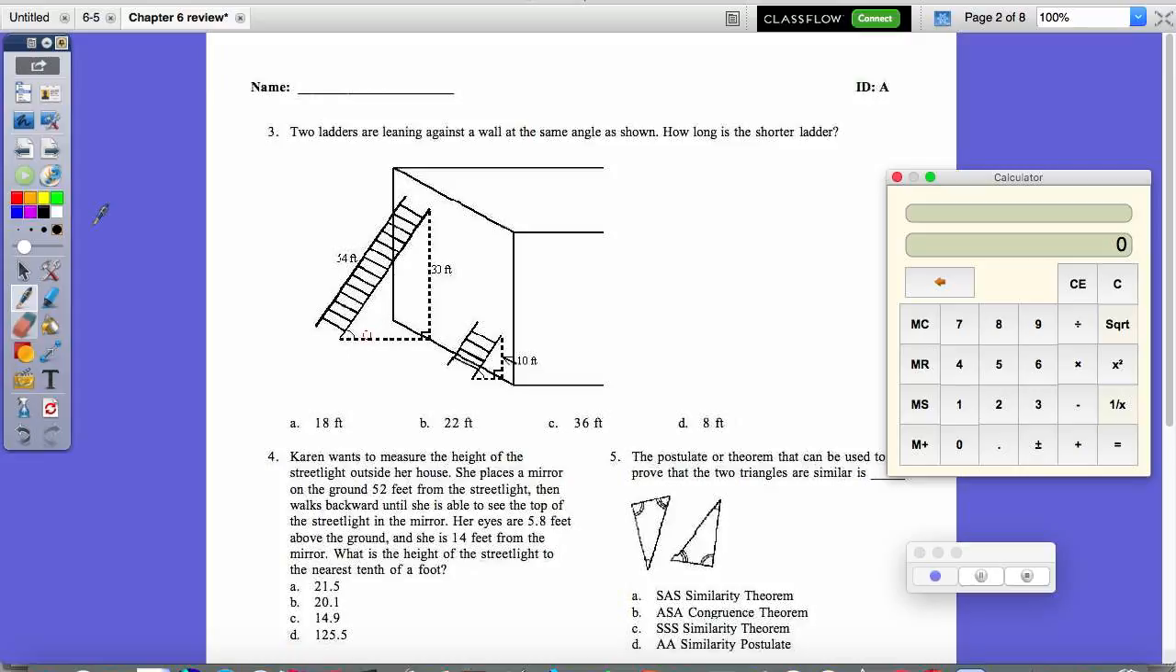So in this problem, two ladders are leaning against a wall at the same angle as shown. The problem is they really don't indicate. They're leaning against the wall, and this angle here is the same angle as this angle here. They don't really show that in the drawing. It's hard to read these numbers, but that is 10 to 30.